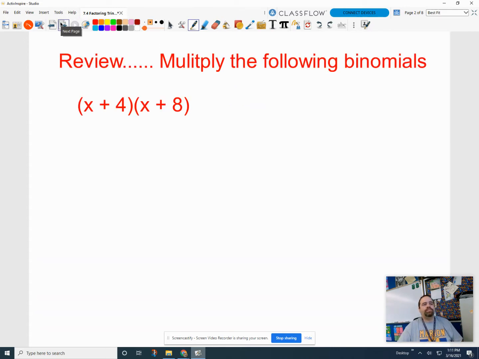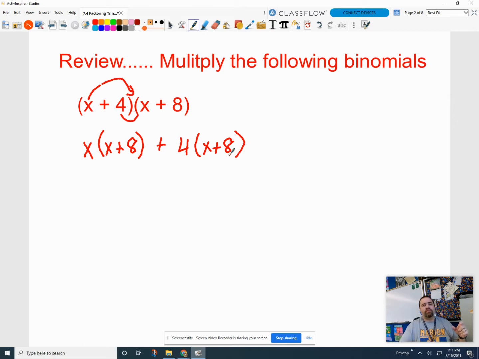So let's go back and talk about multiplying these things together just real quick. So I'm going to multiply this. I'm going to distribute the x to x plus 8. And there's a reason I'm doing it kind of the long way. And then I'm going to distribute my 4 to the x plus 8. Okay, so I took each piece in the first one and multiplied it by the second binomial. And then I'm going to distribute these individually.